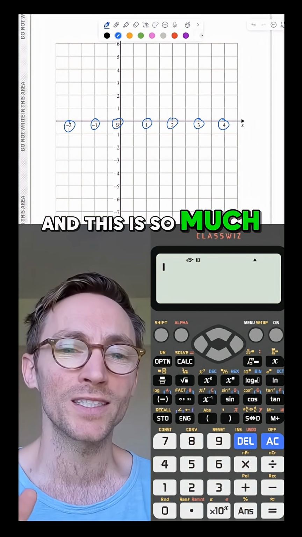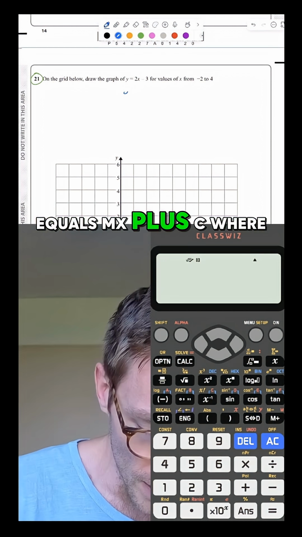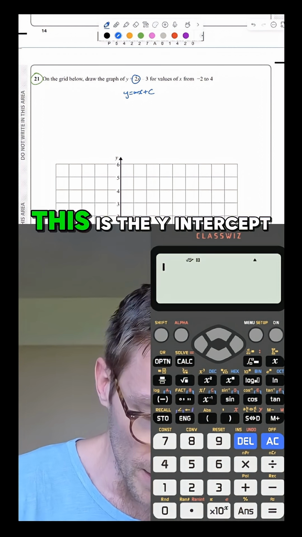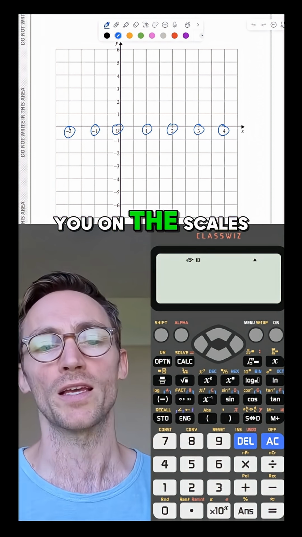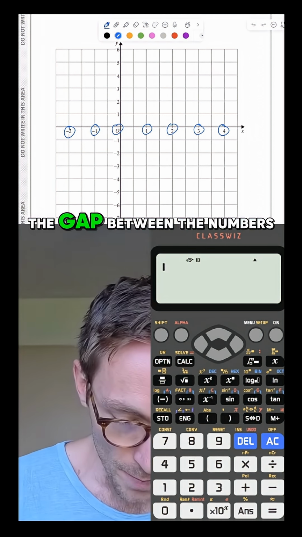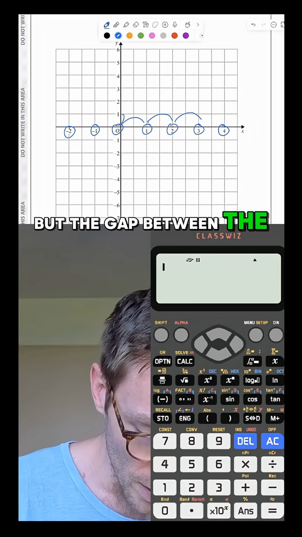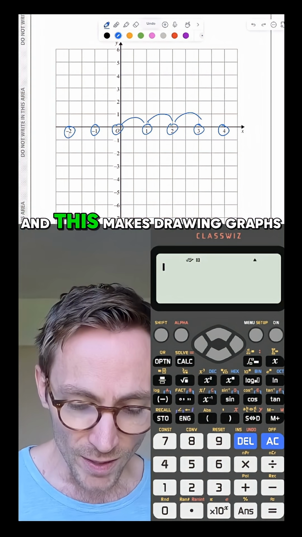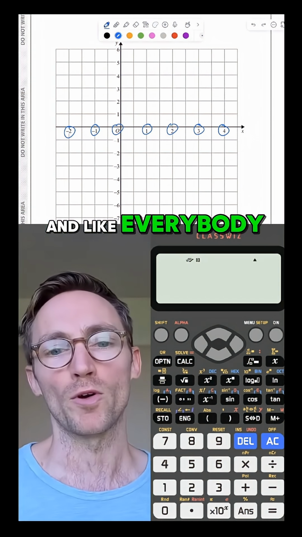And this is so much safer than doing the other method, which is called y equals mx plus c, where you say, well, this is the gradient, this is the y-intercept. The reason is they are going to screw you on the scales. Do you see that the gap between the numbers is 2 on the x-axis, but the gap between the numbers is 1 on the y-axis? And this makes drawing graphs really difficult, and everybody makes mistakes here.